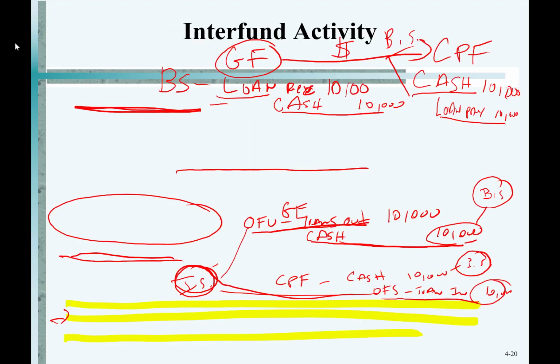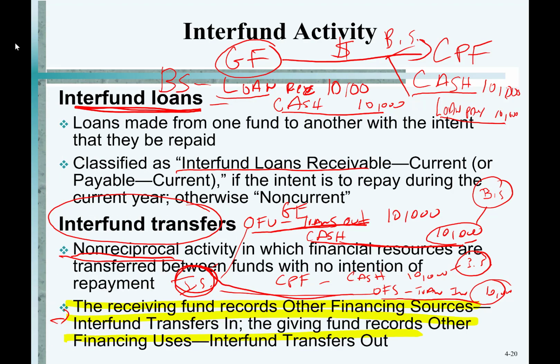Okay, good. Let's look at this one. It looks worse than it is. Don't worry. What happens? We have money that is going to go between the funds. The funds will pass money back and forth to each other. Those passings of money are going to fall into three categories. They're either going to be interfund loans, interfund transfers, or transactions between the two funds, and we'll talk about that on the next slide. But let's talk about these two first.